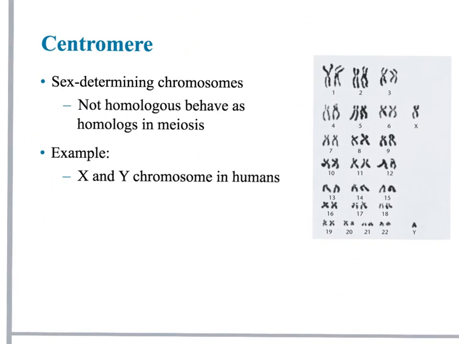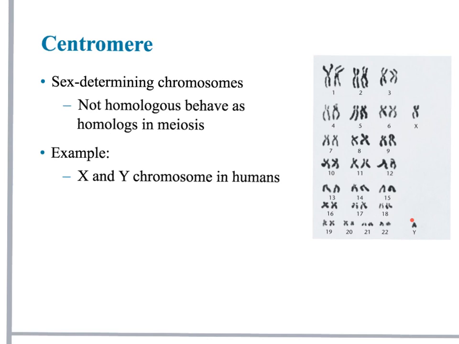So your centromere is what ties your chromosomes together. But the sex-determining chromosomes are not homologous, but they behave as homologs in meiosis, meaning that they pair up together. An example in humans is the X and the Y chromosomes, where they're the sex chromosomes that are not homologous. So the centromere, if we look over here on the X and the Y, you might almost see a little ball right there on the top, and then here's the centromere in the X chromosome. So I just covered that up.